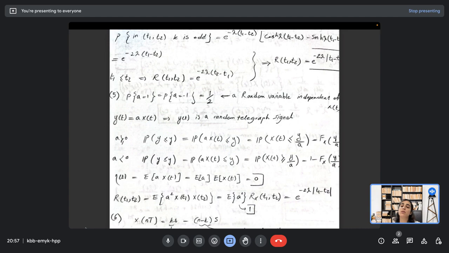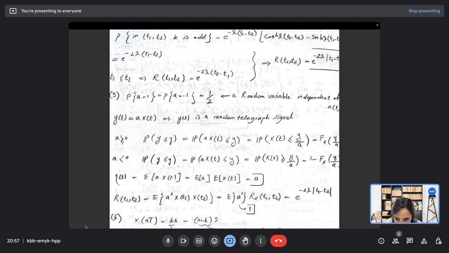Now, if we go through the problem to calculate the mean of this stochastic process, we say that we want to calculate the expected value of a times x of t. And because a and x of t are independent, we can bring a out of the expected value, so we have expected value of a times expected value of x of t. And because we know that the expected value of a is 0, this is 0 as well.